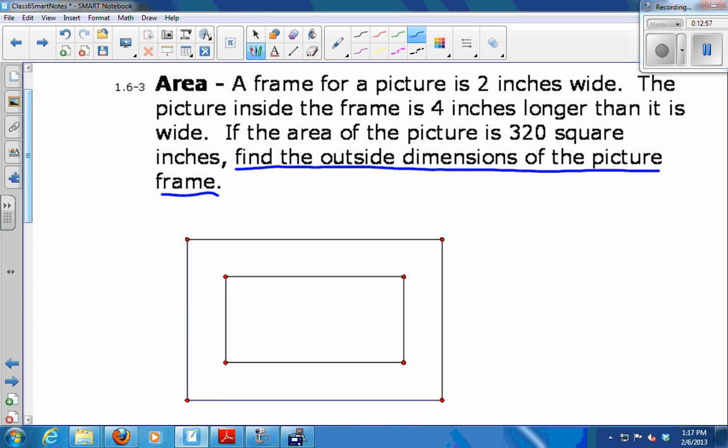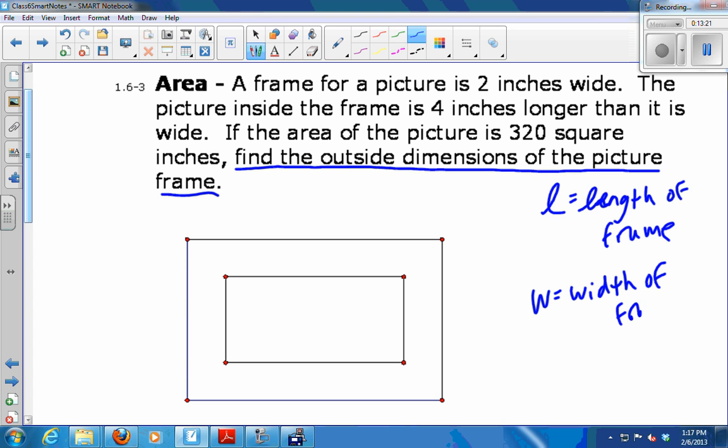So, find the outside dimensions of the picture frame. That's the question, right? So let's label those things. We'll let the answer to the question be the variables. So let's have L be the length of the frame and W be the width of the frame. So we'll have L and W.